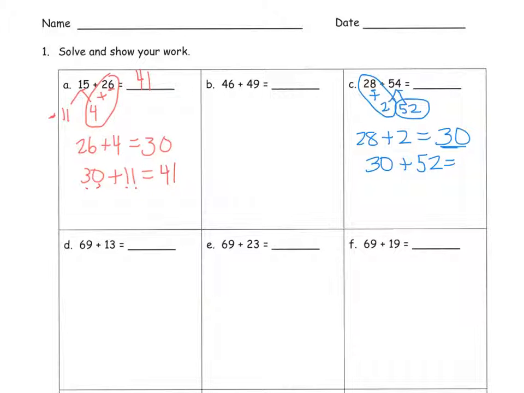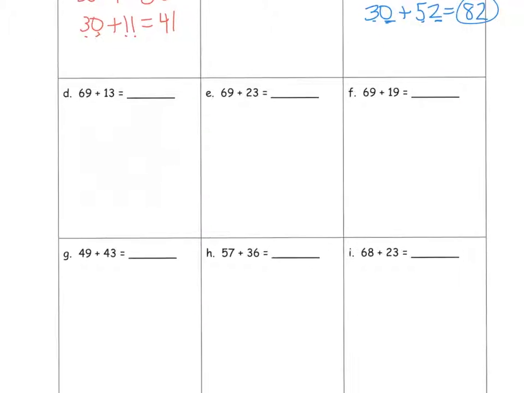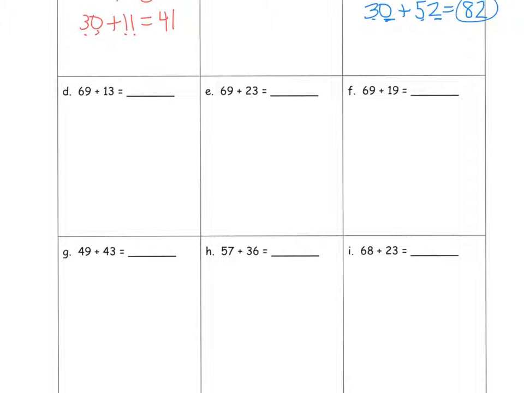And I know that there's nothing in the ones place to add to 2. And then I have 5 tens plus 3 tens to get me 8 tens. So I get 82. We'll go right here to E. And I'm at 9, and I only need 1 more to get to 10.